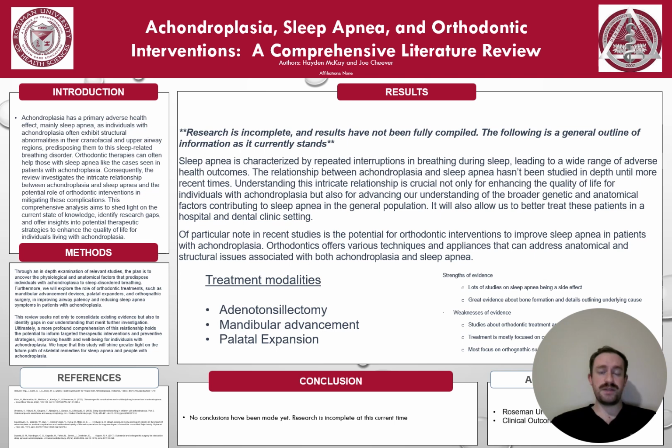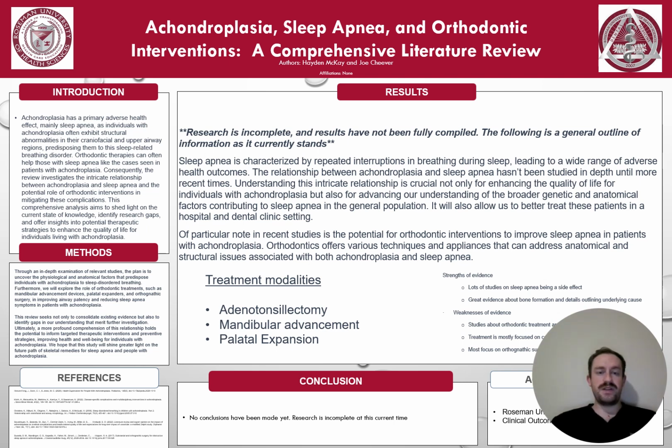but what we have found is that in recent studies, the potential for orthodontic interventions to improve sleep apnea in patients with achondroplasia is high, and orthodontics offers various techniques and appliances that can address anatomical and structural issues associated with both achondroplasia and sleep apnea. So the real purpose, I feel, is to make sure we can find out if these treatments that we already use to treat sleep apnea can be transferred to patients with achondroplasia, and if there are any problems we would run into, or if this is something we want to avoid. That's where the research is headed.